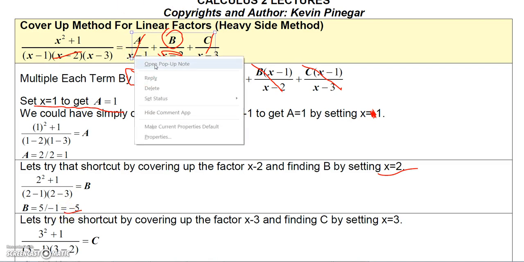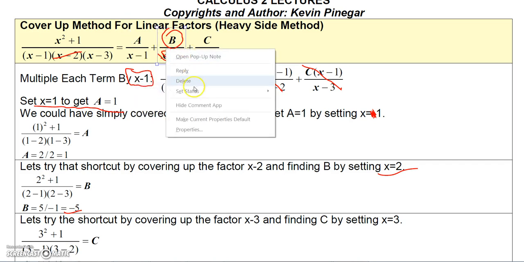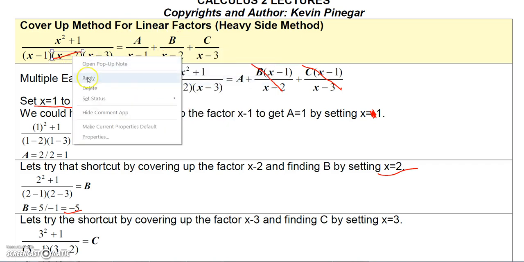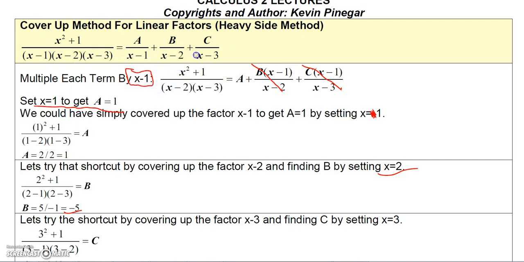And then last, let's cover up the x minus 3. So to cover up the x minus 3, basically that would cover this up and it would cover this up, and then I'd be multiplying both of these by x minus 3. Okay, and that's how I get those to disappear, by the way. So then if I let x equal 3, these two terms would both disappear, and all I would get would be C on the right, and then I could plug 3 in over here to see what I get on the left.